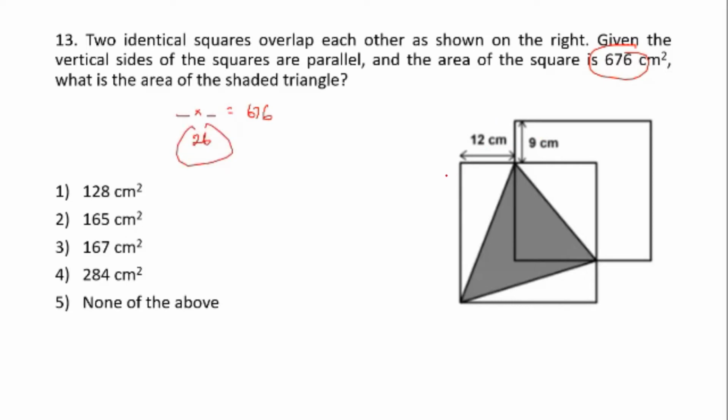So we know that each side of the square is 26 centimeters, which means we know that this is equal to 14 centimeters. And then this one is 26 minus 9, which is 17 centimeters. Now we want to find the area of the shaded triangle. First of all, we can easily find this. I'll name that figure 1. Okay, so figure 1, it's half times 17 times 14. Can cancel this 7. So 7 times 17, that's equal to 119 square centimeters.